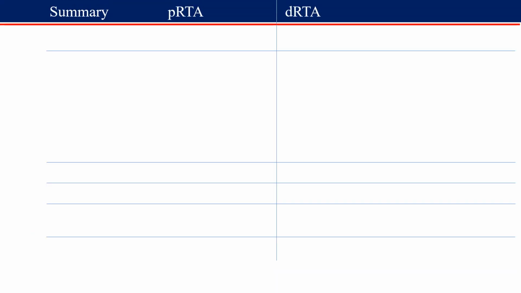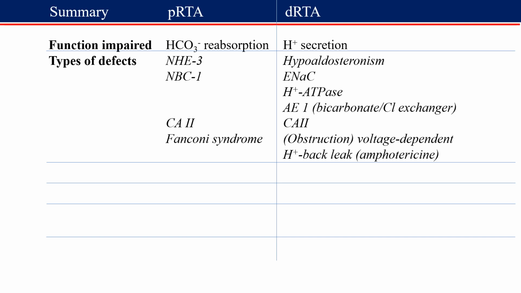In summary, the function that is impaired in proximal RTA is failure to reabsorb all filtered bicarbonate, while function impaired in distal RTA is failure to secrete all the daily acid load. Defects involved for proximal RTA include isolated defects in the sodium-hydrogen exchanger NHE3, sodium bicarbonate cotransporter, or carbonic anhydrase in proximal tubules, or more global proximal tubular injury with associated Fanconi syndrome.